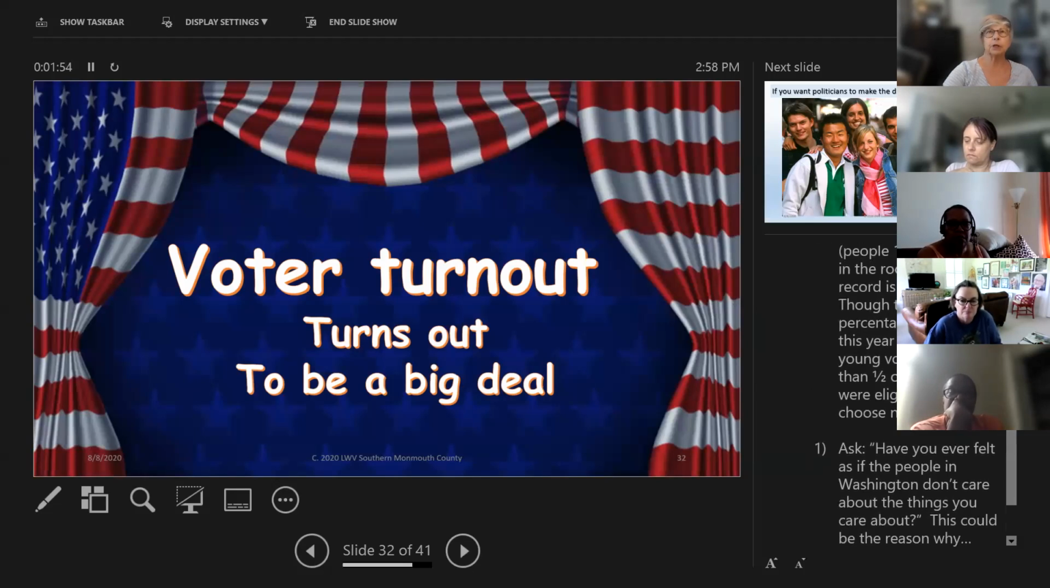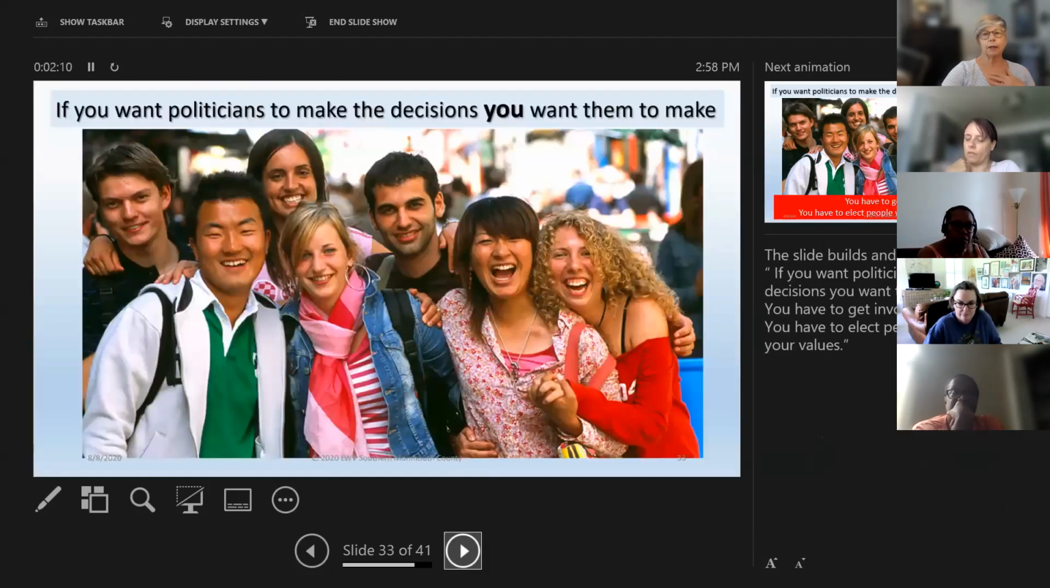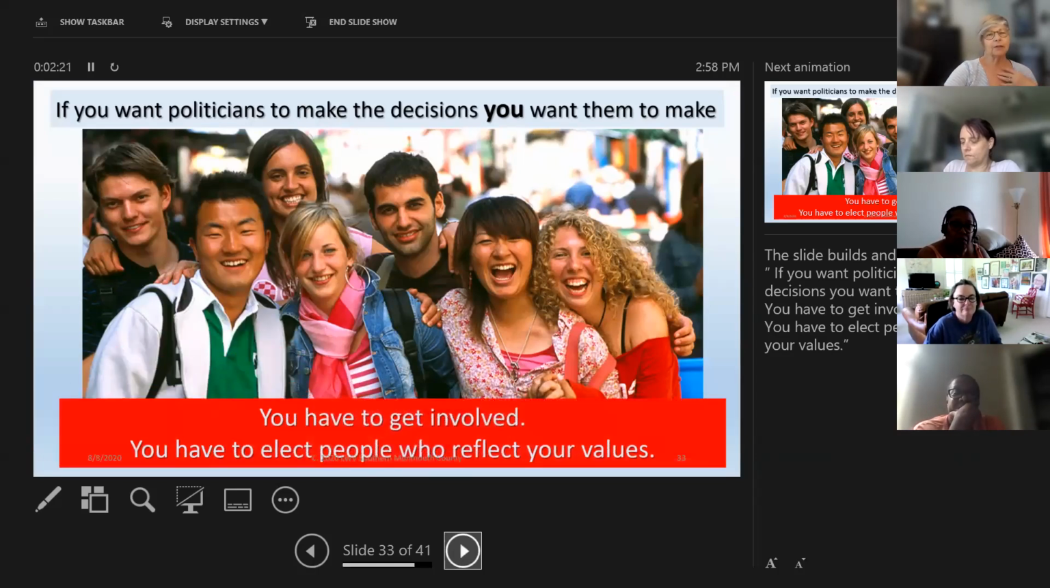So the greatest percentage of increase this year was among young voters. Even among young voters, only half of those who were eligible to vote actually turned out to vote. So did you ever wonder why the people in Washington look like old white men? Could be the point. And if you want the politicians to make the decisions that you want them to make, then you have to get involved and you have to elect people who reflect your own values.